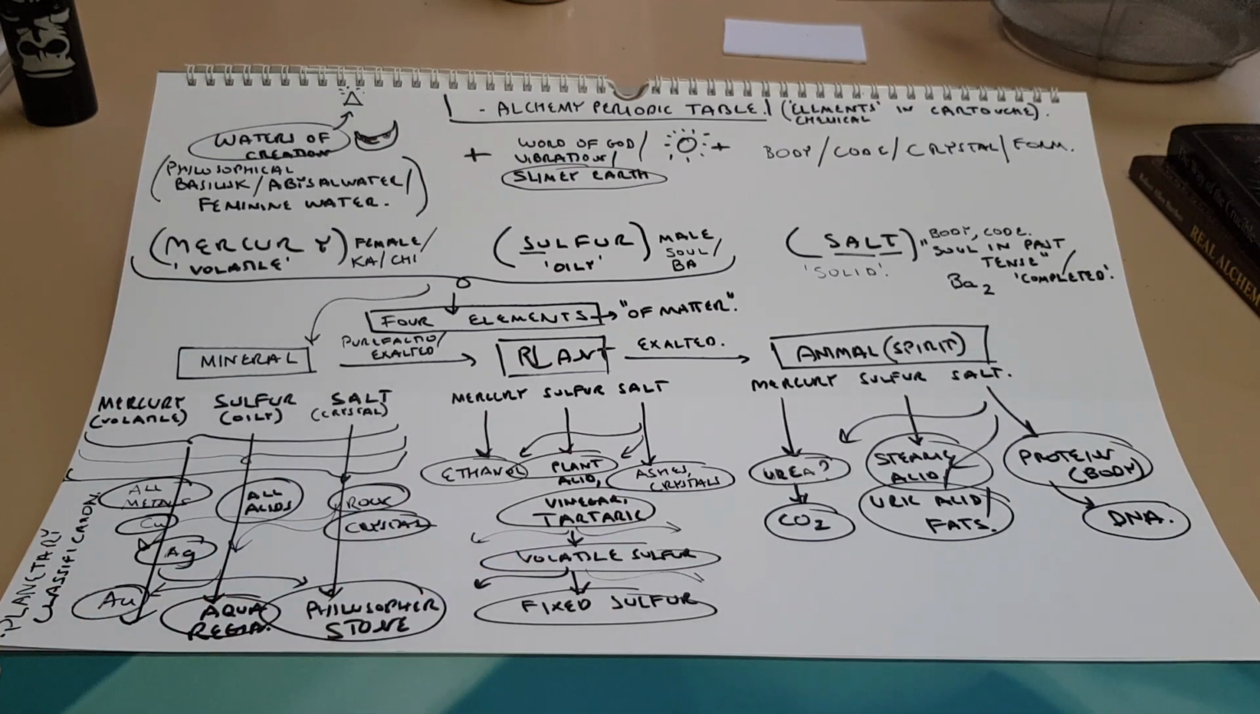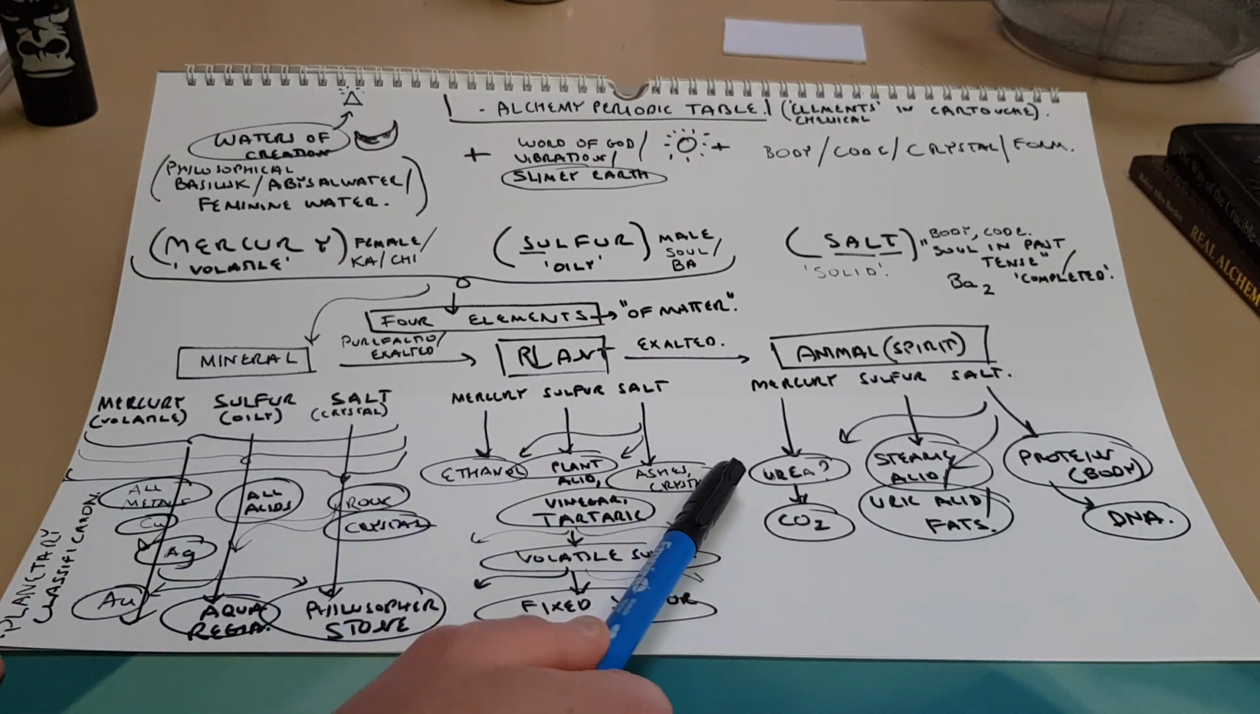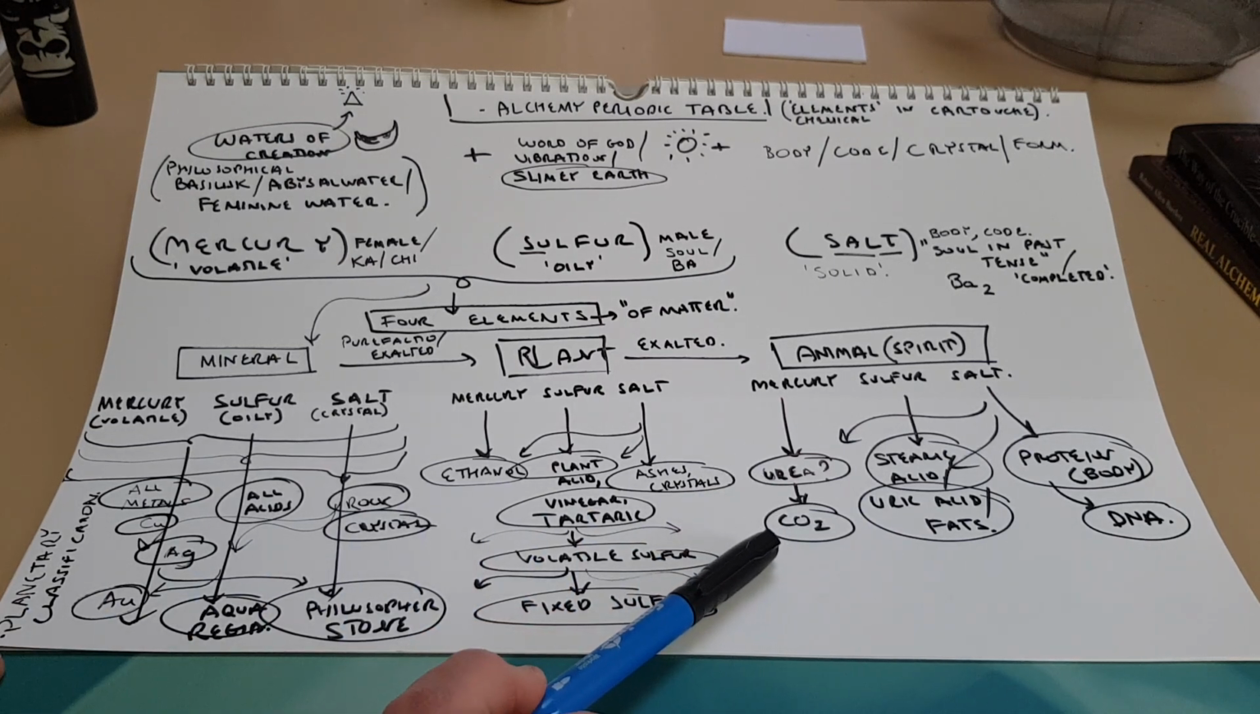Then we get to this thing, which I don't believe was really covered by the alchemists, but fundamentally what we can do, the mercury of the animal might be the urea, but eventually the CO2, the product of animals, which is very light and volatile.